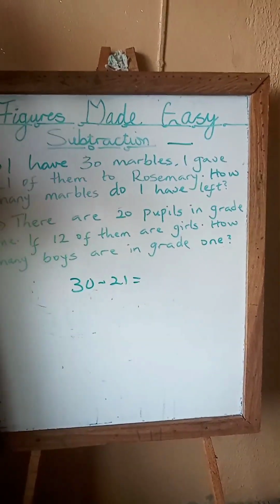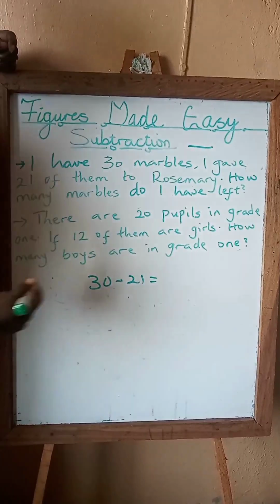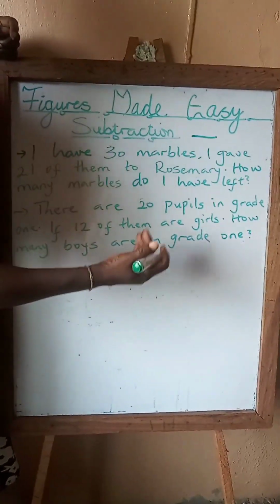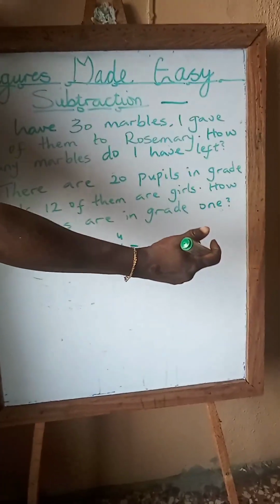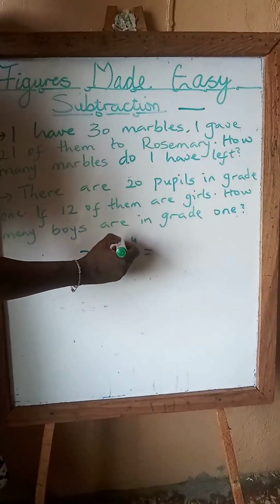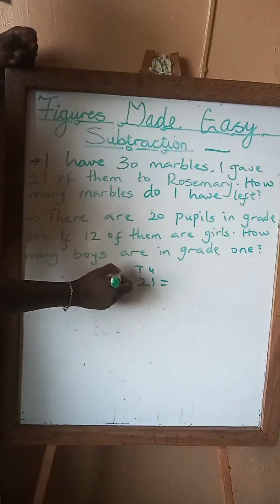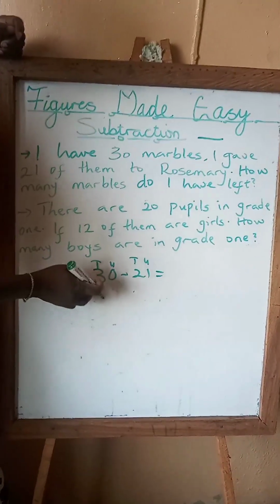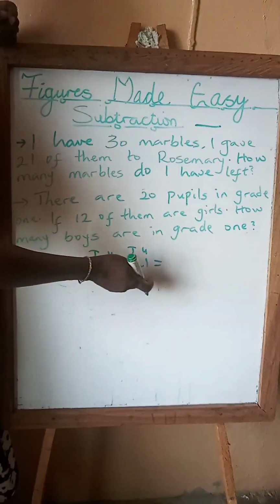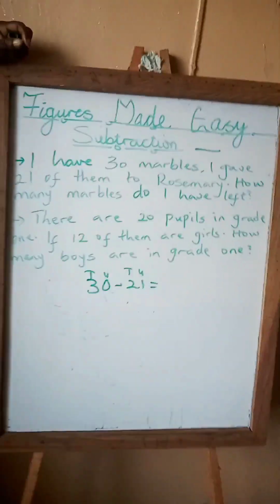And this will quickly take us back to our place value, where I told you we start from the least, which is from the right, your unit, then followed by your tens. Here we have a 0 as a unit, then 3 as a tens. So we have 3 tens here. Here we have 2 tens, 1 unit. How do we subtract this?